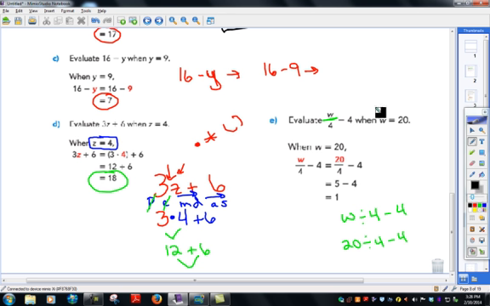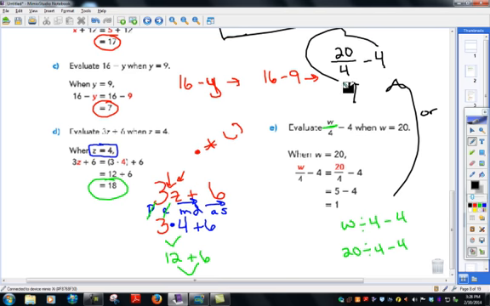Guys, just so you're clear, I want to show you like this real quick here, just to make sure. You could also write it like this, 20 over 4 minus 4. Either way is fine. That's the way they did it this way. I would be fine with either way, but I do like this way a little better because that tells me that you know that all fractions are division problems.